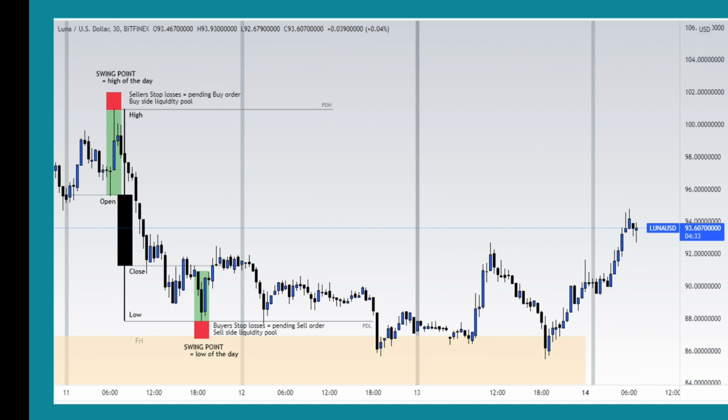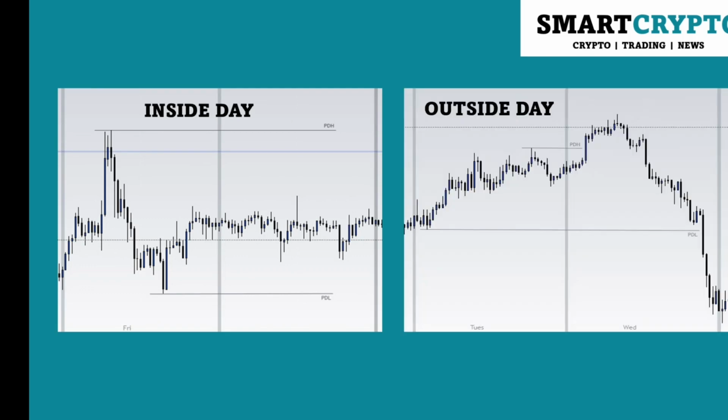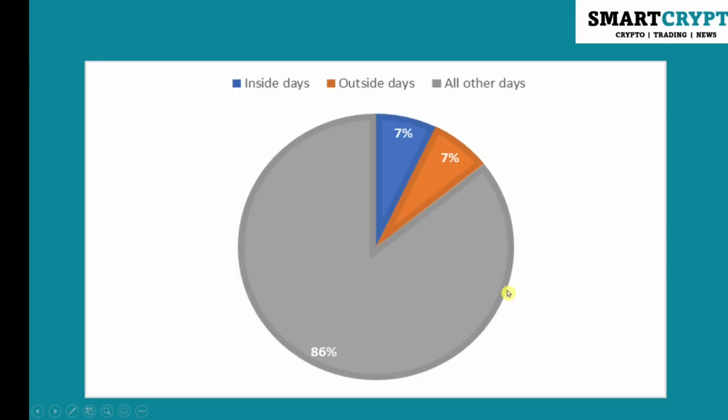Based on the daily range idea, two specific kinds of days can be distinguished: inside days and outside days. An inside day does not move outside the previous daily range, while the outside day breaks both the previous day high and low. Why is this important, you may ask? Well, it becomes interesting if you know that both inside and outside days only occur in about 7% of the trading days, which implies that in 86% of the trading days, either the high or the low of the previous day is attacked.